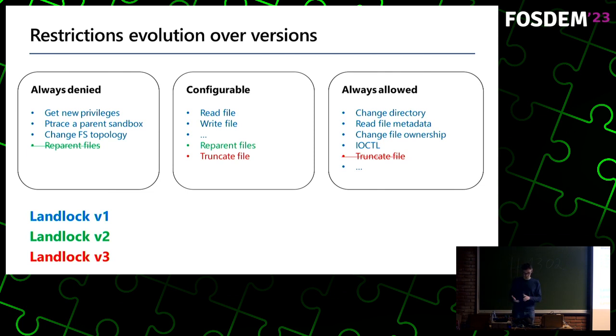And in the third version, we added a new way to restrict file truncation. Truncation in a nutshell is changing the size of a file. This was always allowed before because it wasn't handled. It was a bit complex to implement in the kernel at the time, but now it is possible. So you can see that we can move items from the always deny box to the configurable list, and from the always allowed box to the configurable list.